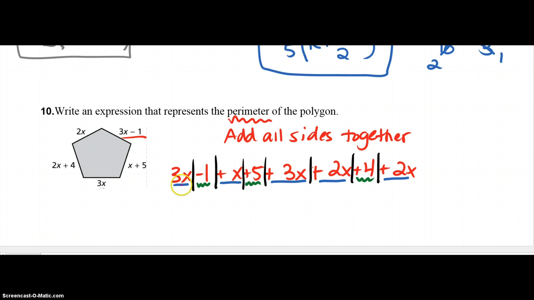So I have a 3x plus another x, which is 4x, plus 3 more, which is 7, plus 2 more, which is 9, plus 2 more, which is 11. So I should have 11x. Now I have to look at my constants. Negative 1 plus 5, so that's a positive 4, plus 4 more, which is 8. So the perimeter of the polygon can be written with this simple expression, 11x plus 8.